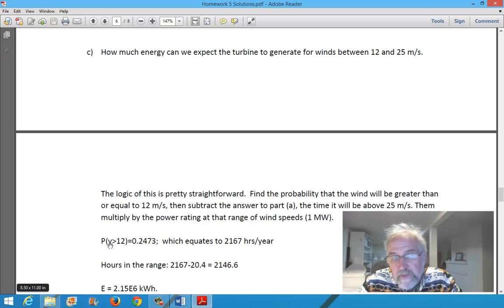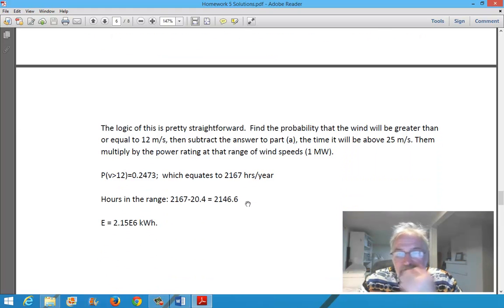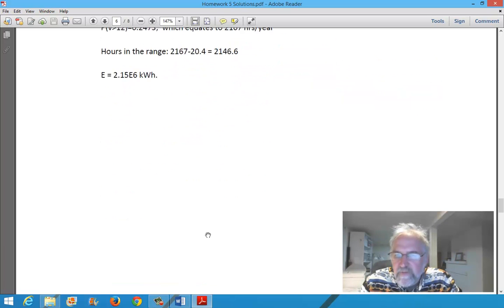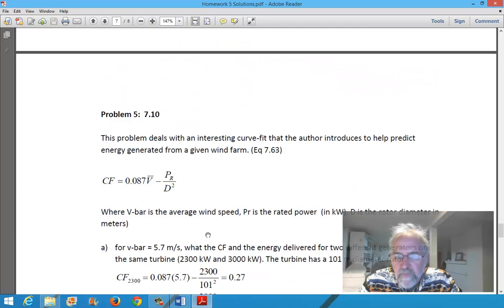So sure enough, you take the probability of V greater than or equal to 12. It's about 0.25, about a quarter of the time. A little bit more than what it is under 5. You get 2167 hours per year. You subtract off the 20 hours that it's too fast to capture any energy. You get 2147 hours per year. Multiply that times the rated power, which I believe was 1 megawatt, and you get 2.15 times 10 to the 6th, or 2.15 million kilowatt hours of energy. So again, none of this is real rocket science, but it's important to help you keep track of the units, figure out what you're doing.